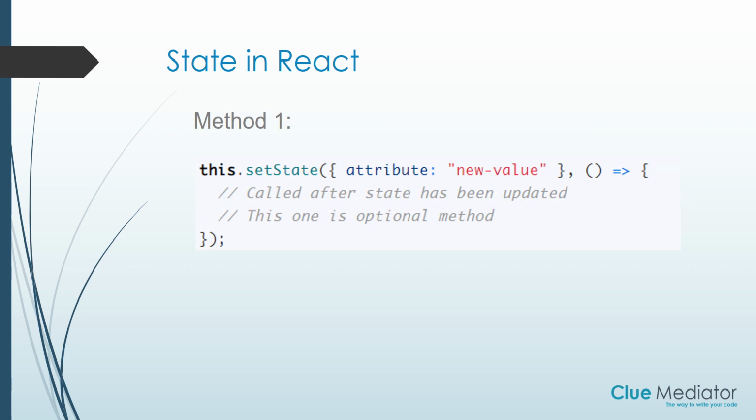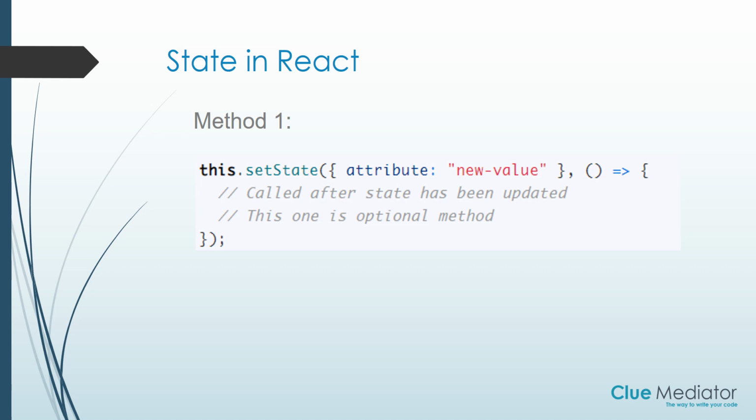You can change the state value by using two different methods. So I'm going to talk about method 1, where you can see here the setState method contains two different parameters. First one is the object which helps us to update the state value, and the second one is an optional method. It's called after the state has been updated.